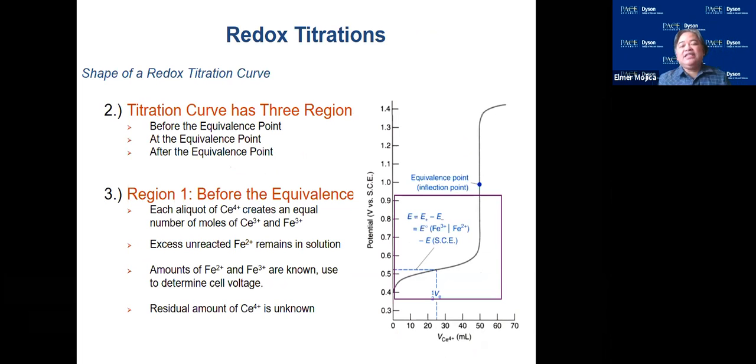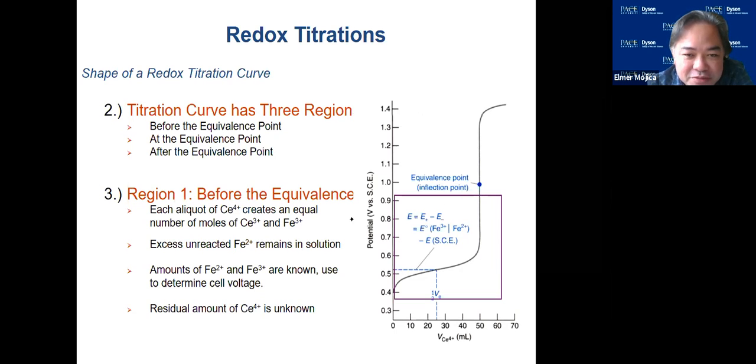And just like any typical titration, again, we have three regions: before, at, and after the equivalence point. Okay? So for those who attended last week, this is what you observed. The four students who were in the lab last week.